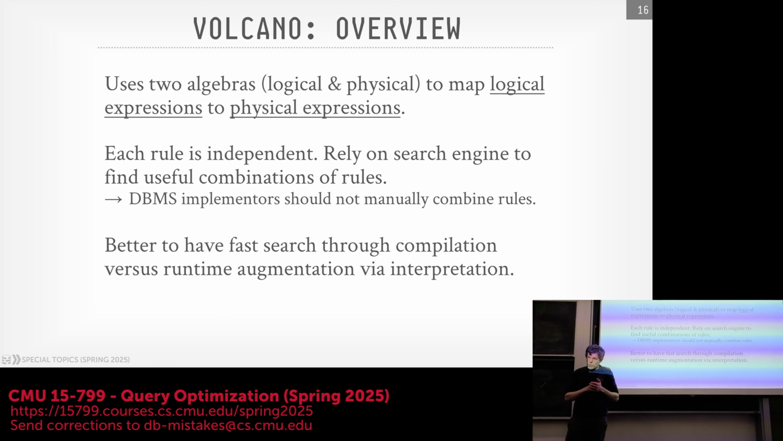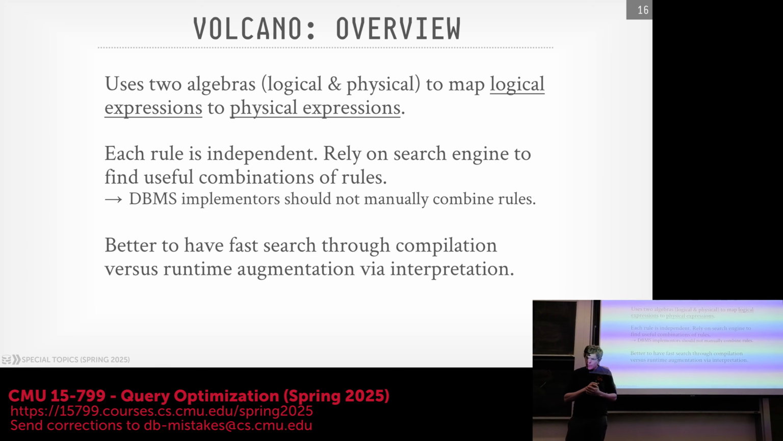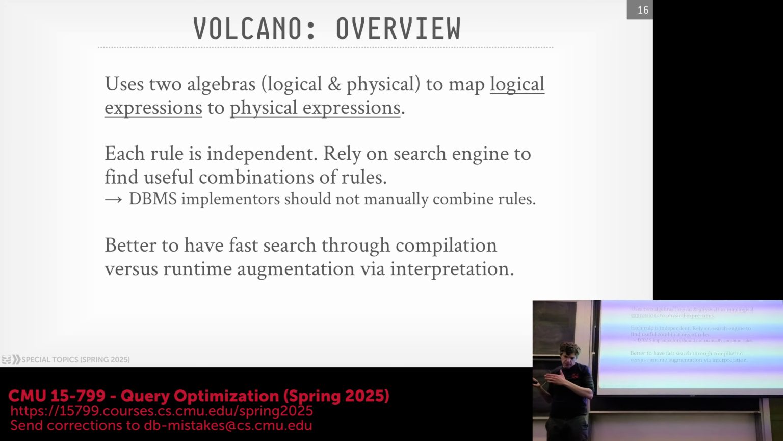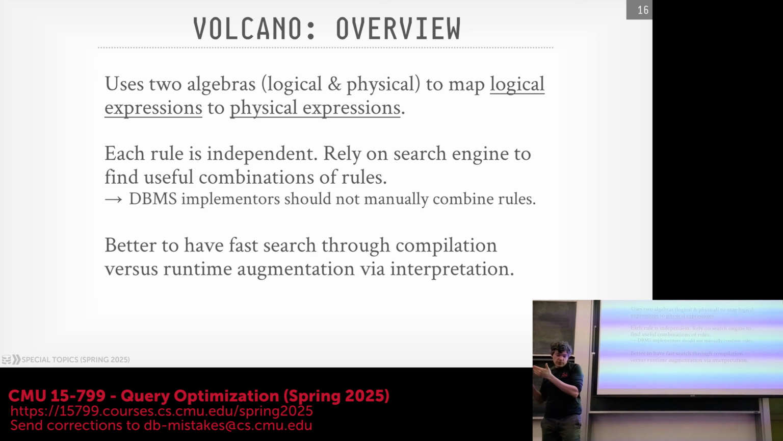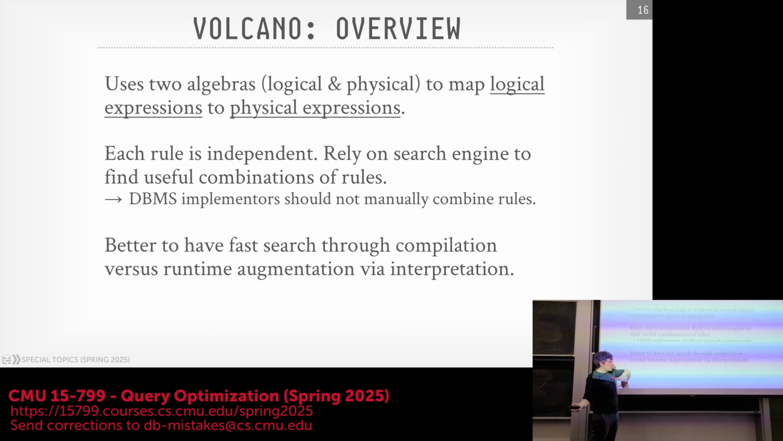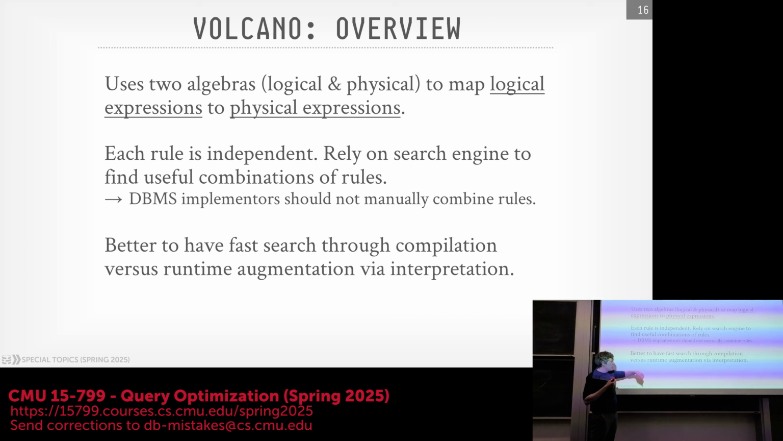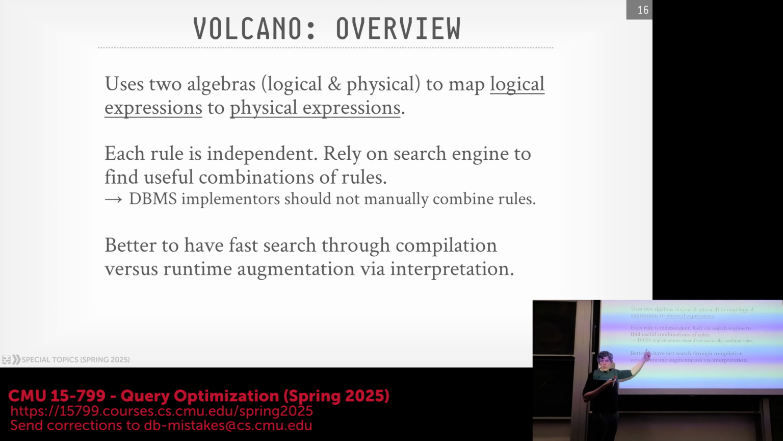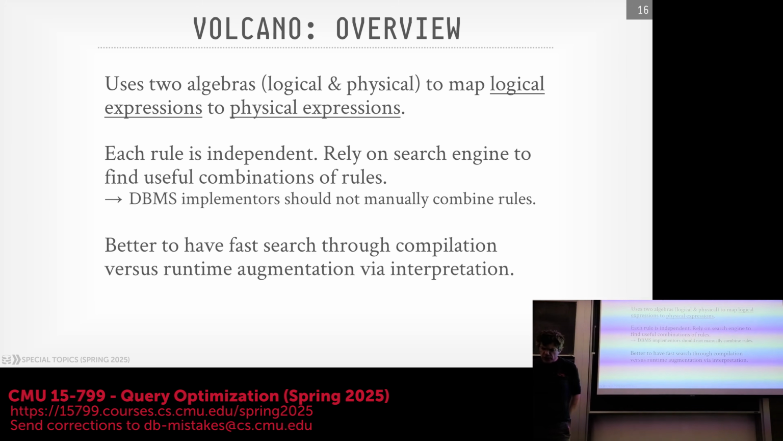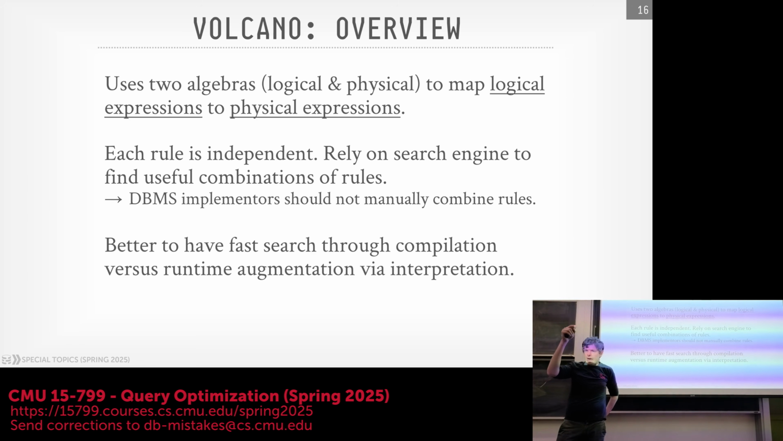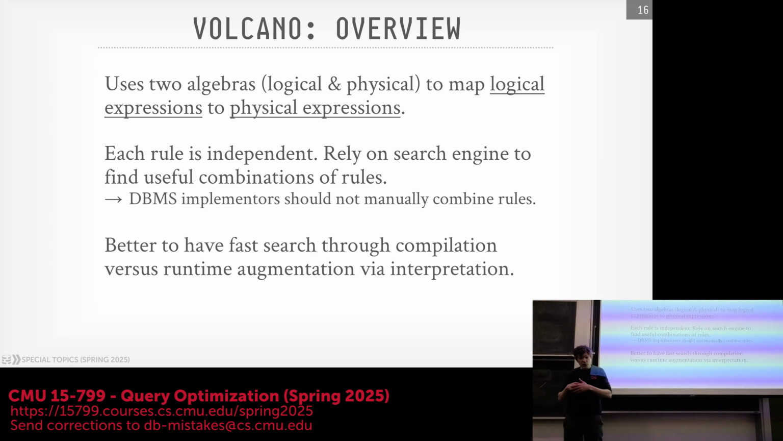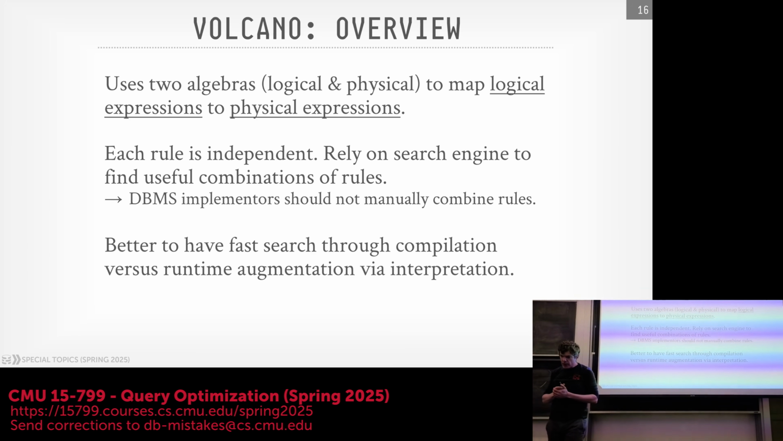I think at the time, for the Exodus paper, the only one that was doing this was Starburst, and Starburst was doing interpretation. So in this Volcano paper, they say, okay, now that you see Starburst is doing interpretation and we did Exodus at compilation, we think it's better to have faster search, so they're going to stick with the compilation approach. In Postgres, you can install new rules, because you just insert into a catalog table, like pg_rules or something like that, and the system knows how to do lookups at runtime. But they're not trying to do full query optimization the way that Volcano is doing.